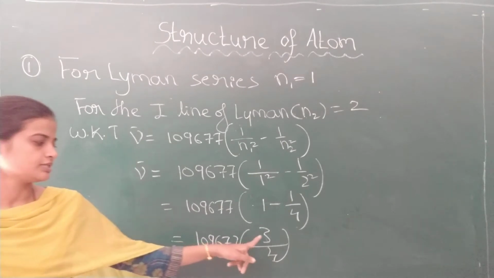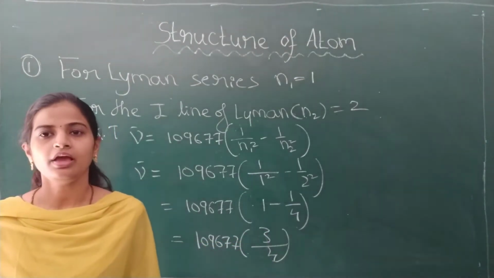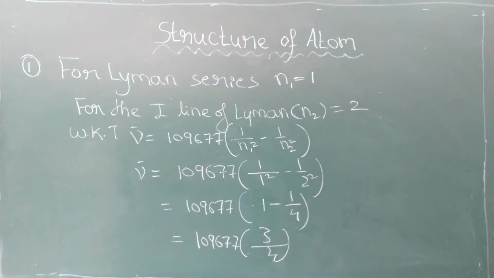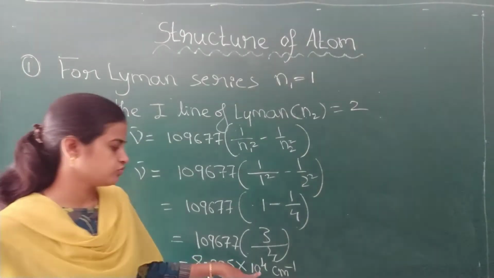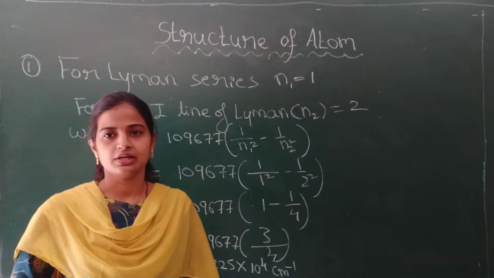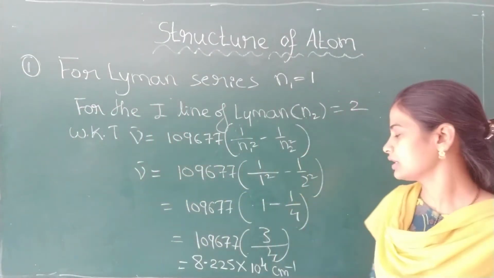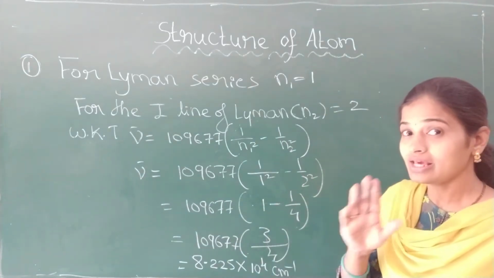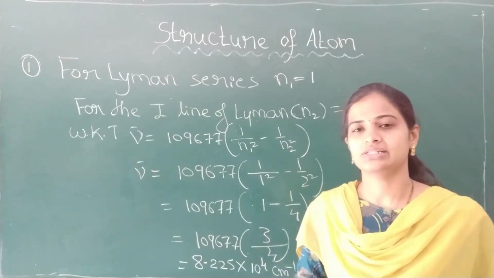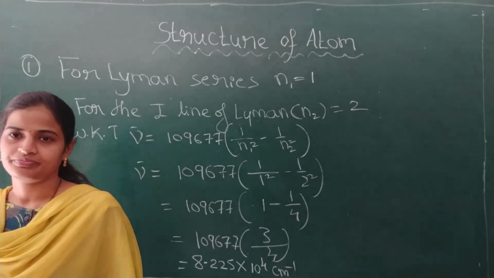You can solve this. First you can divide 3 by 4 or multiply this and then divide. You can write the final answer of that. After calculation you will get 8.225 into 10 raised to 4 per centimeter, which is the wave number for the first line of the Lyman series.